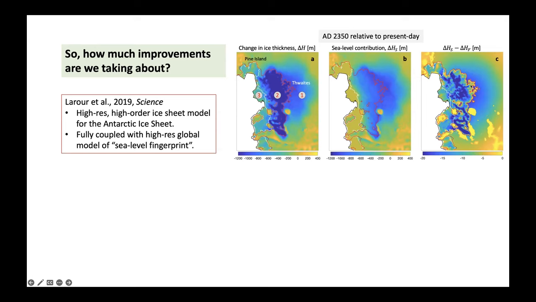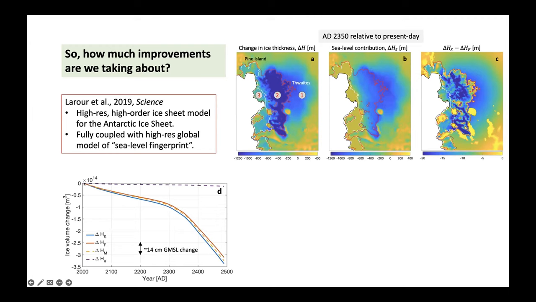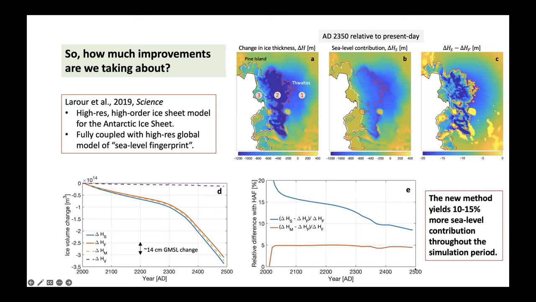And again, without further wasting my time, you can see as a function of time, ice volume change: the old method gives the orange line, the new method gives the blue line. In terms of percentage, on average throughout the 500 years of simulation, we find that the new method yields about 10 to 15% more sea level contribution throughout the simulation period. And the mass component alone looks more or less stable at the 5% level.